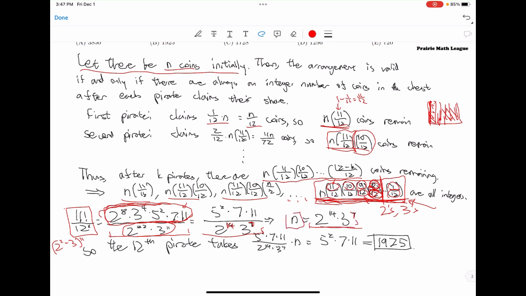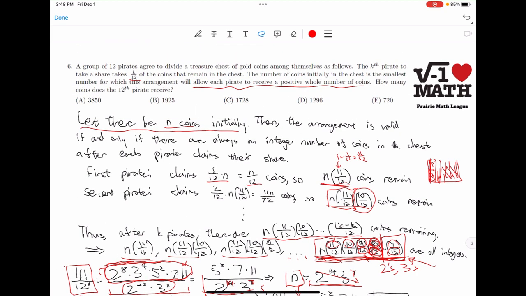Therefore, the 12th pirate takes this amount times n, which is this, and these cancel out, so we get this, which is 1925, and this is option choice B, and we're done.